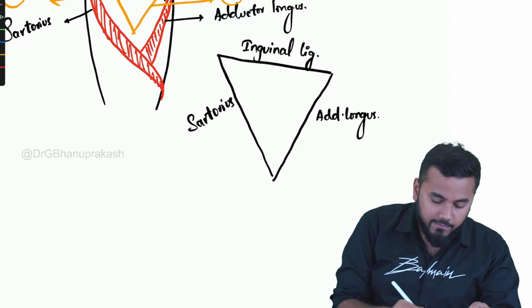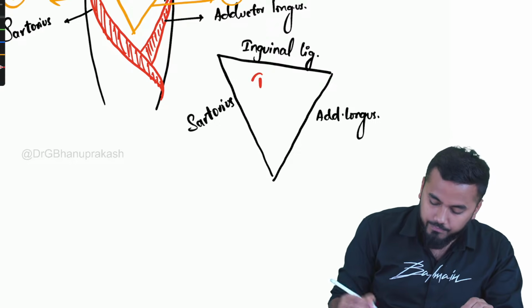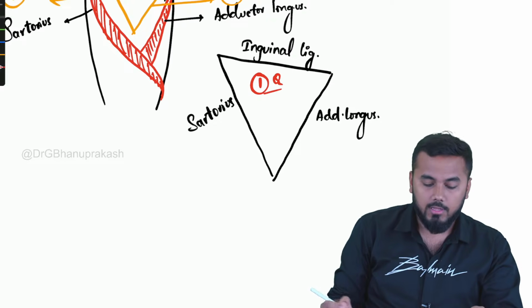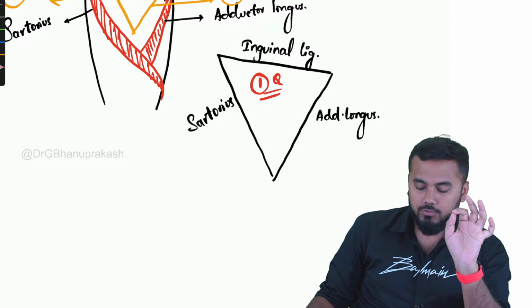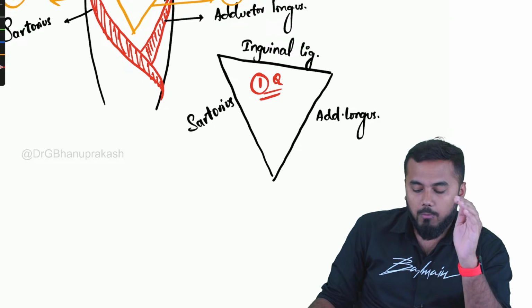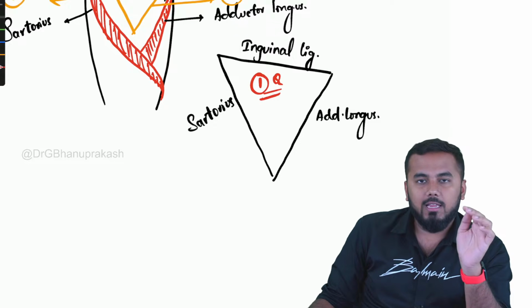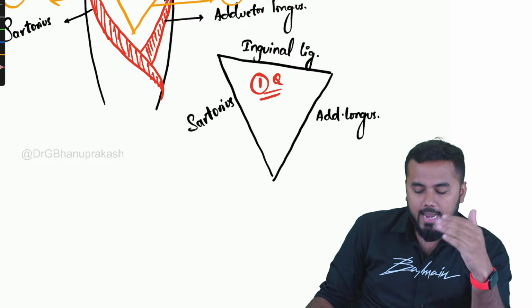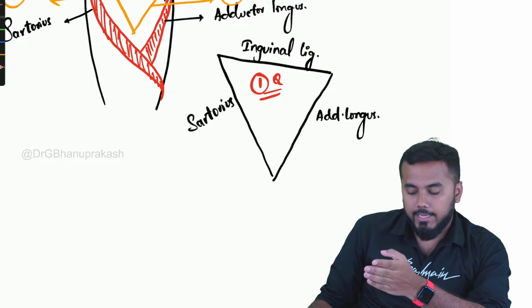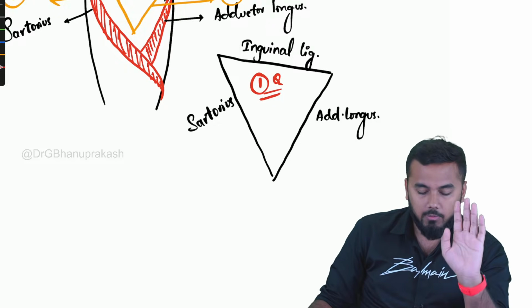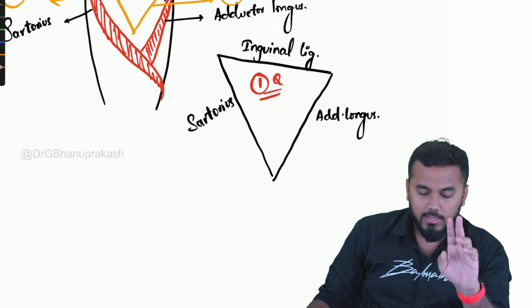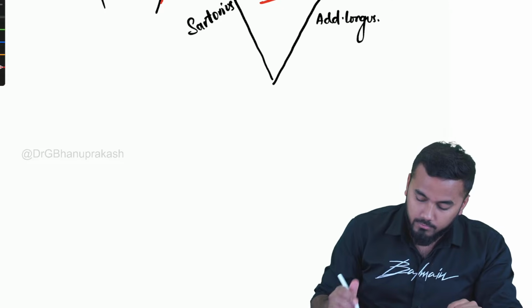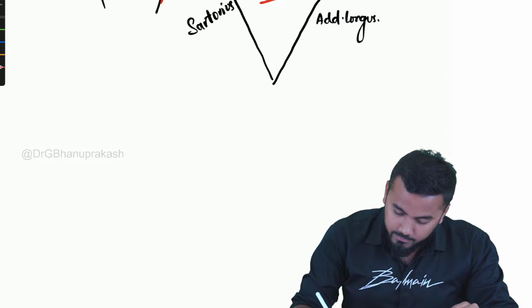Question number 1 is finished. Remember this, I will show you each and every question. The first question is borders: what are the borders of the femoral triangle? Laterally Sartorius, medially Adductor Longus, superiorly inguinal ligament. First question is done. Second question is this one.